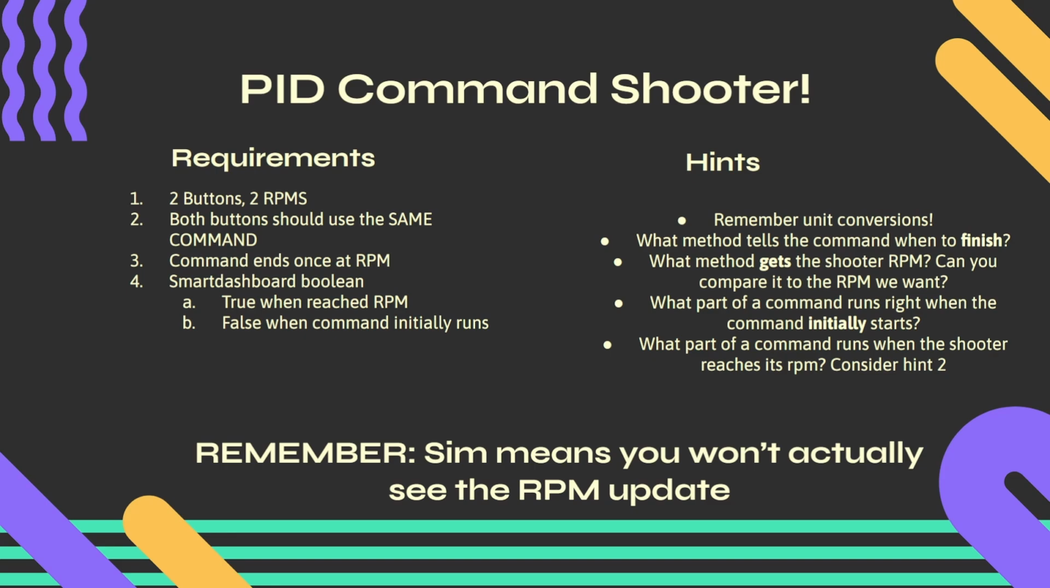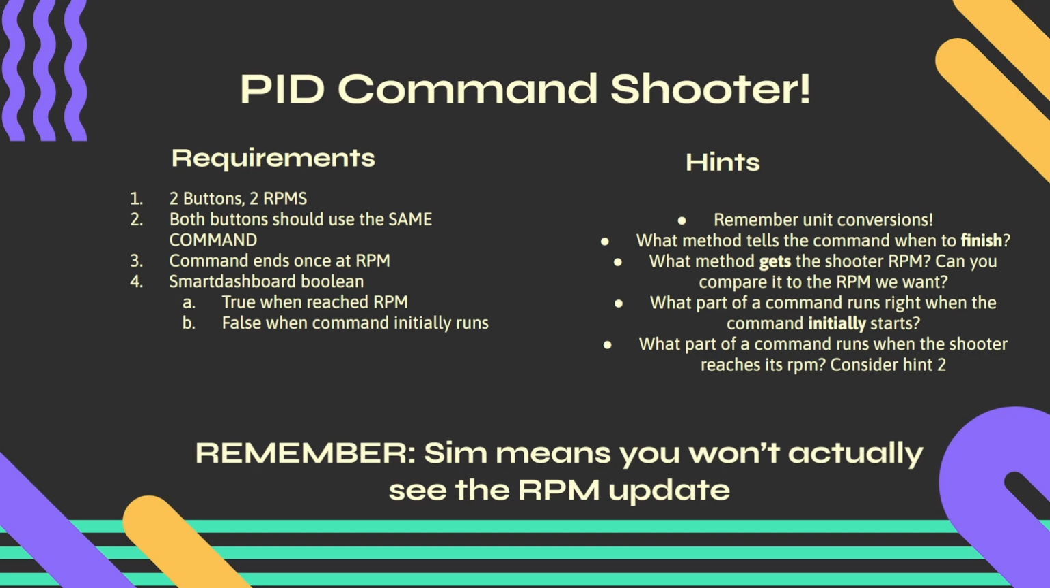Also, think about what part of the command runs right when the command initially starts, looking at that requirement number 4's false clause. And finally, think about what part of the command runs when the shooter does reach its RPM. Consider hint 2, you shouldn't need to write a whole lot of extra code.